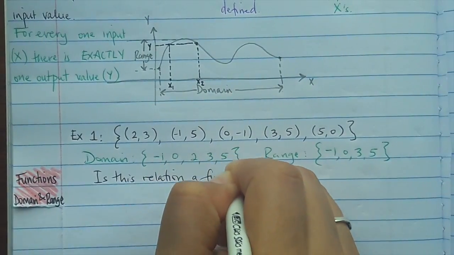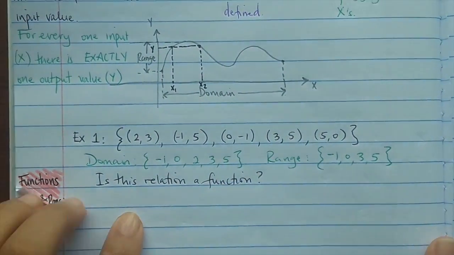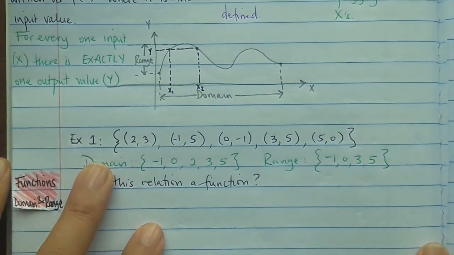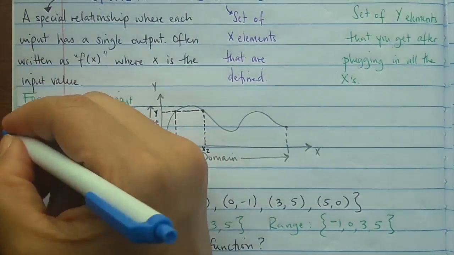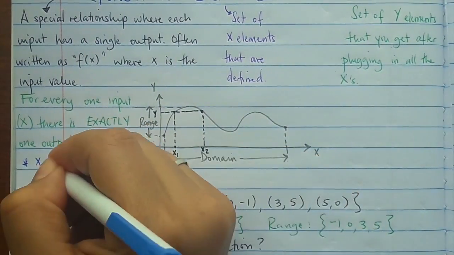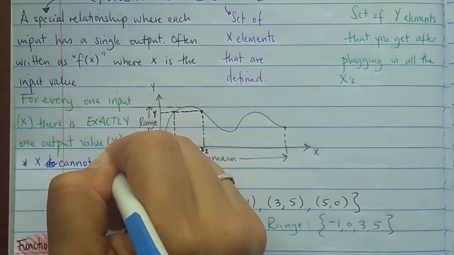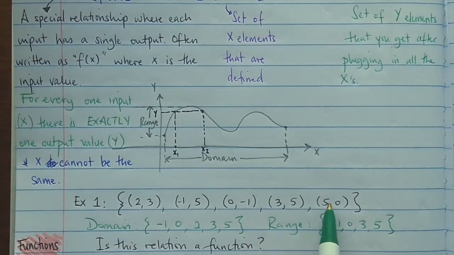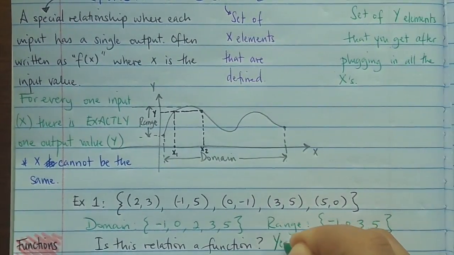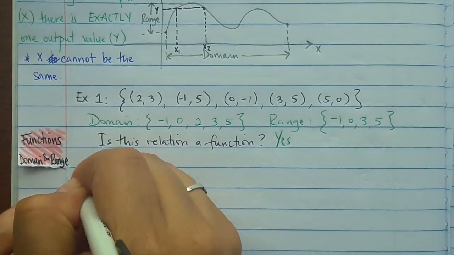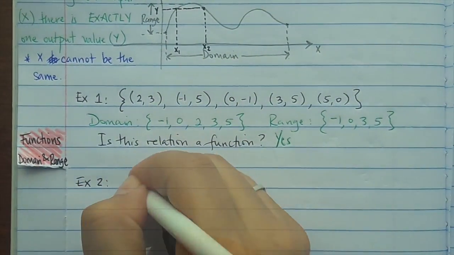Then my third question is, is this relation a function? So remember, for this to be a function, for every one input there has to be exactly one output of y. So I'm going to look to make sure that x does not repeat. So basically, x cannot be the same. This is a listening check. Put a box around the x. So I'm looking at all the x values. They do not repeat. They're not the same. So because they do not repeat, yes, it is a function, because for every one x there is one y.